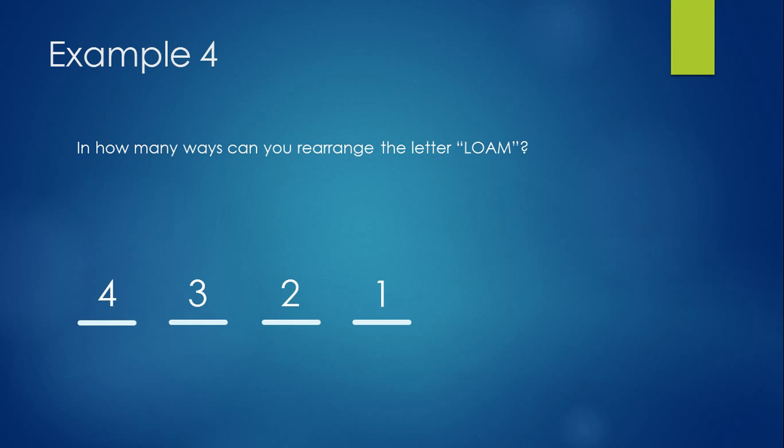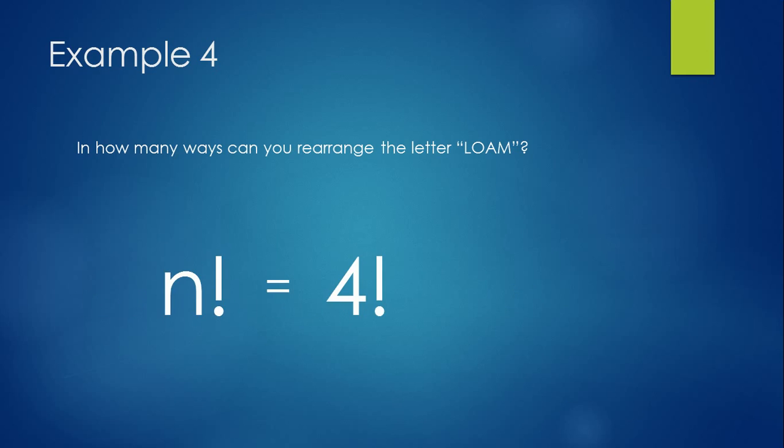4 times 3 times 2 times 1, the answer will be 24. So there are 24 ways to rearrange the letters LOAM. In using the formula, n factorial is equal to 4 factorial, and the answer will be 24.